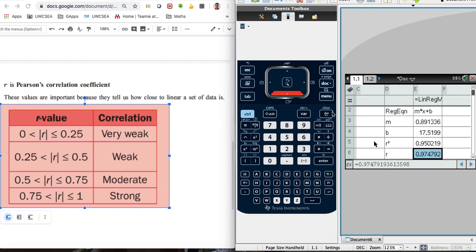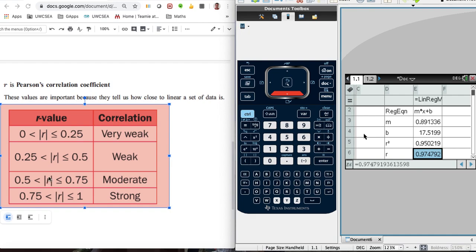Okay, so this is telling us the R value is 0.974792, which is really close to 1. And what happens is the R value goes between -1 and 1. So if it's 0, there is no correlation at all. Okay, but if it's more than 0.75, if it's between 0.75 and 1, then we class it as strong correlation. Okay, if it's between 0.5 and 0.75, then we would say it's moderate.